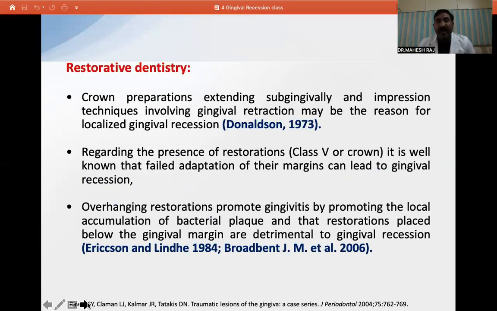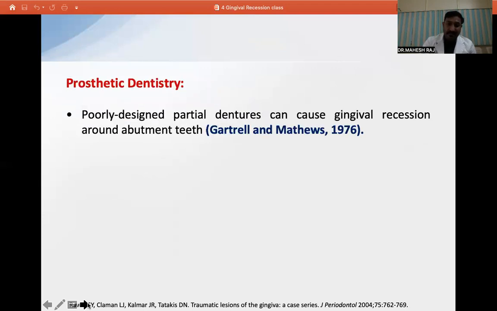Restorative dentistry: crown preparation is one of the important factors that will cause recession, extending subgingivally, and impression techniques involving gingival retraction cords may be the reason for gingival recession, Donaldson in 1973. Regarding the presence of class 5 restorations or crowns, it is well known that failed adaptation of the margins can lead to gingival recession. Overhanging restorations promote gingivitis, promoting the local accumulation of bacterial plaque and calculus, and restorations placed below the gingival margins are detrimental to gingival recession.